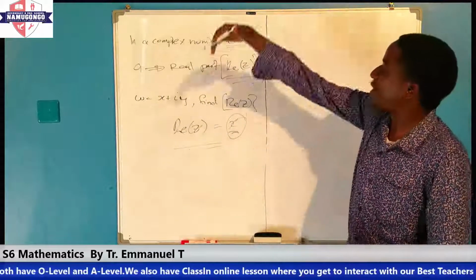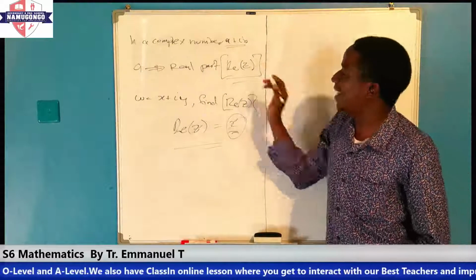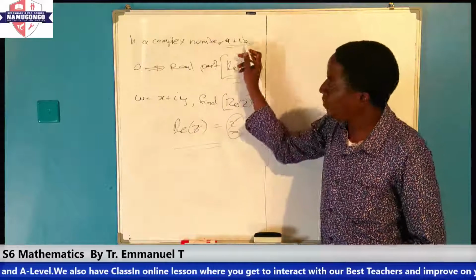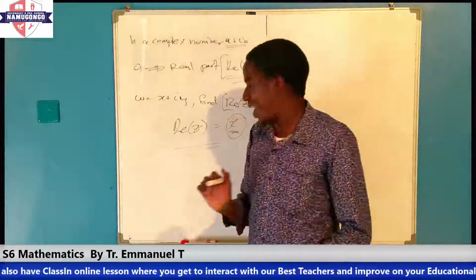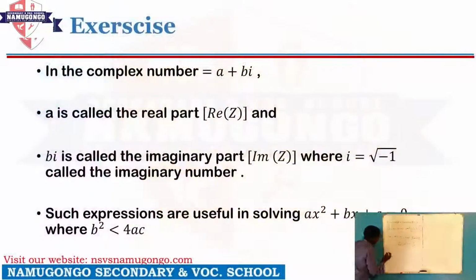Now, we've seen that the real part is abbreviated as Re(z). Then what of the imaginary part, members? The imaginary part of a complex number, we have just seen, is ib. Now, ib is called the imaginary part of a complex number. And this imaginary part of a complex number is expressed as Im(z).